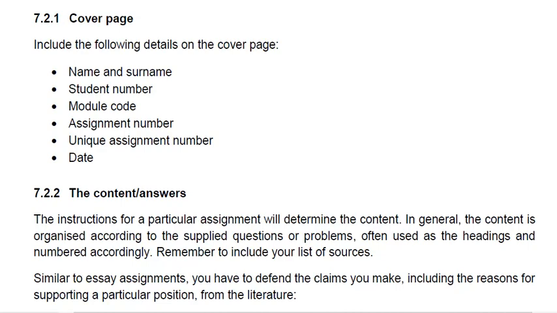On your cover page, you have to include the following details: your name and surname, the student number, which is very important. You can forget to write your name, but you cannot forget your student number. It's very, very important. The module code, the assignment number, the unique number of the assignment as well, and the date. This should appear on your cover page, and you also have to include the table of contents.